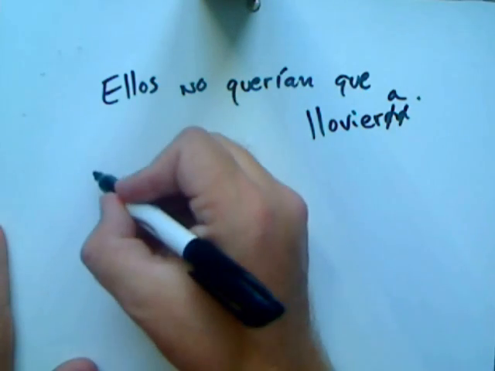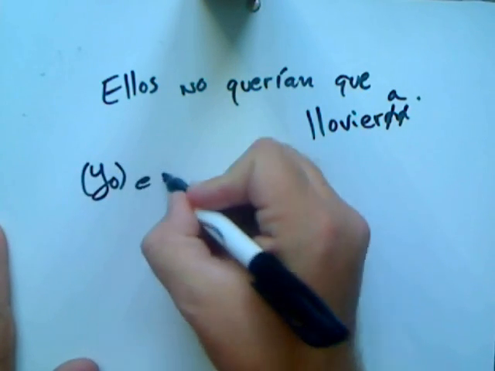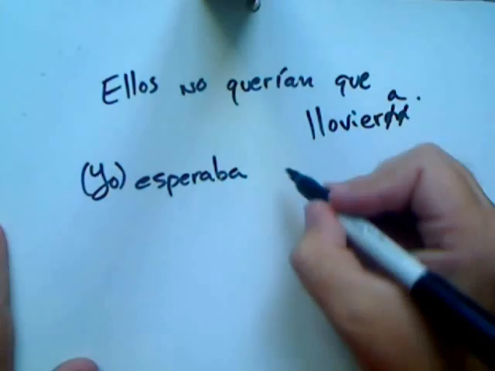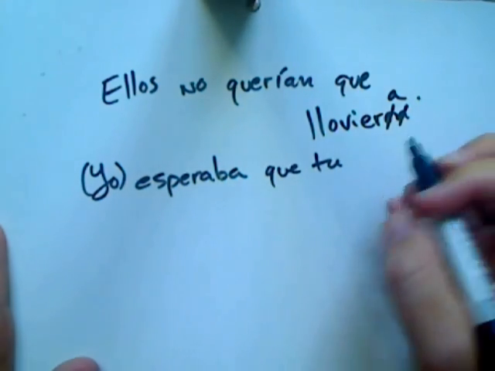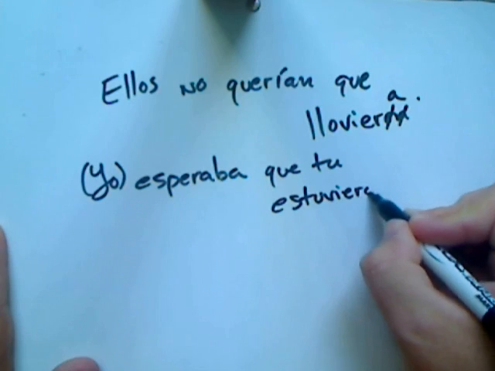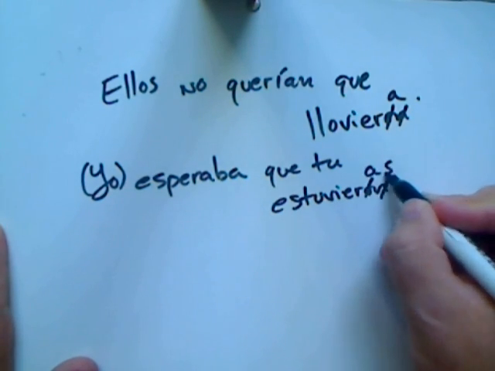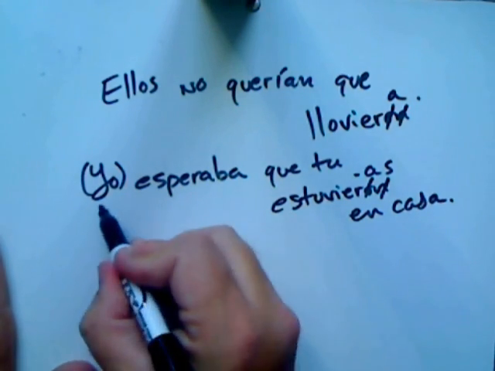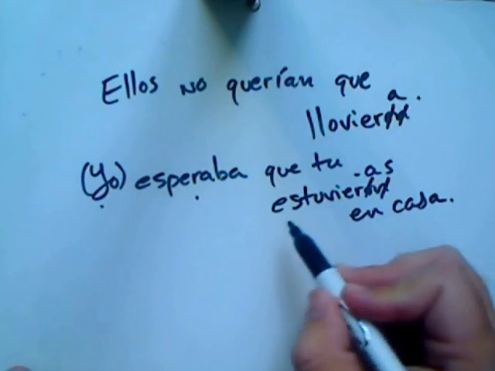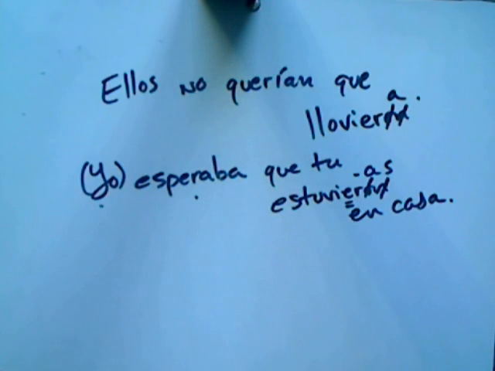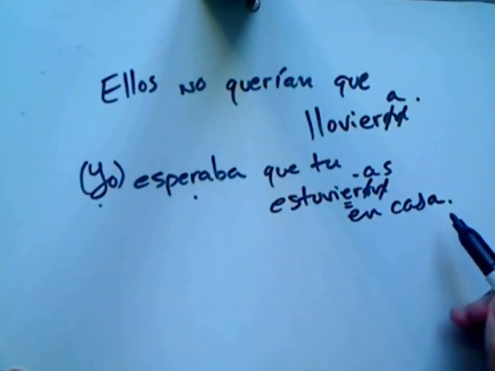Okay? How about I hoped that you would be at home? Yo esperaba, okay, esperaba que tú, and I'm going to use the verb estar. Go to the third person plural of the preterite in my mind, right? And then add the ending for tú. So, I hoped, yo esperaba que tú estuvieras en casa. Remember to stress the second to last vowel when you say it. Yo esperaba que tú estuvieras en casa.